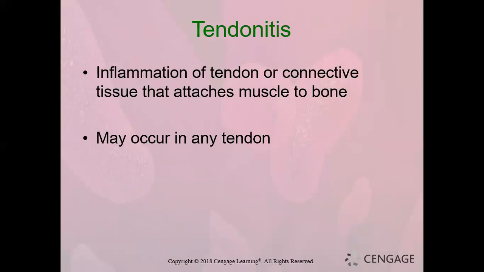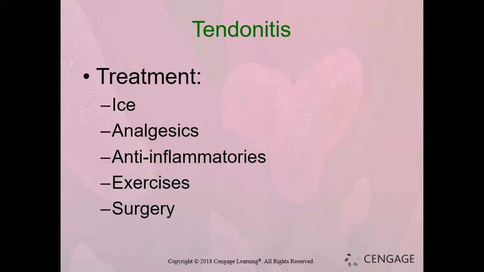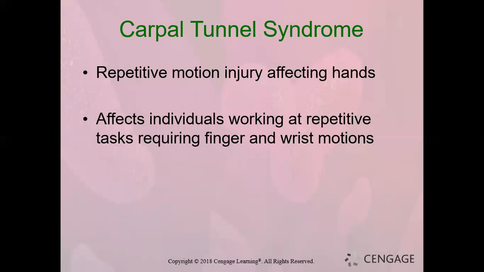Tendinitis is just inflammation again of the tendon, the connective tissue that attaches the muscle to the bone, and it can occur in any tendon. Again, same kind of thing: ice, medications for pain, medications to take down inflammation. They're going to give them specific exercises, and they may end up having to do surgery for this one.